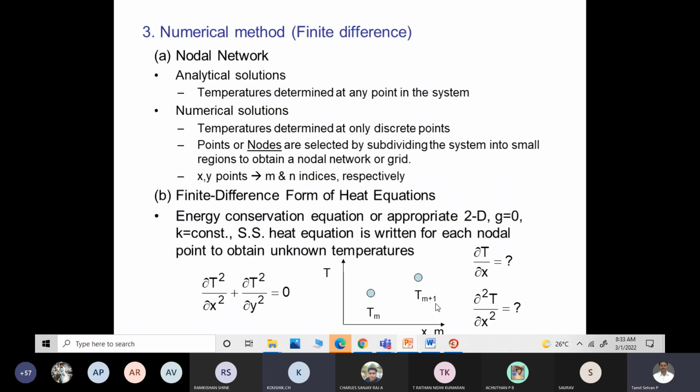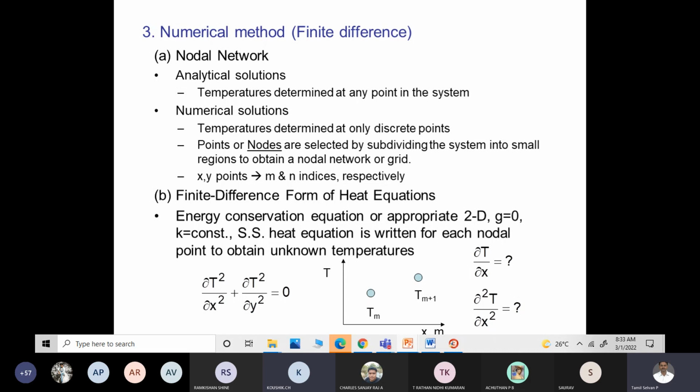We will move on to the next one. The next one is the finite difference method. So far we have discussed the graphical method and the partial derivative method. By means of partial derivatives, we can find out. But generally in engineering mathematics, you will be studying this nodal network or finite difference method. This is a very, very important method, and we can find out the temperature at each and every node.